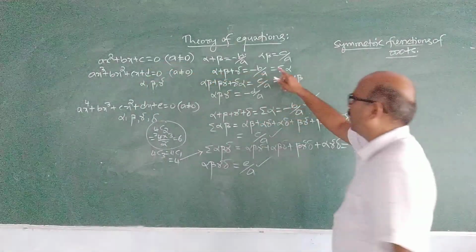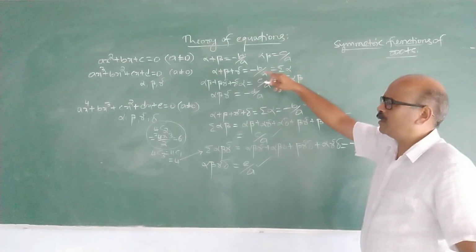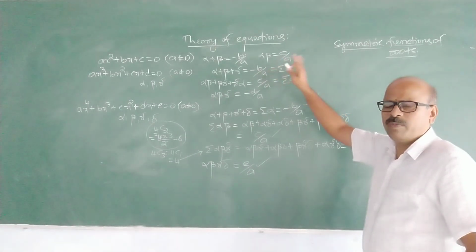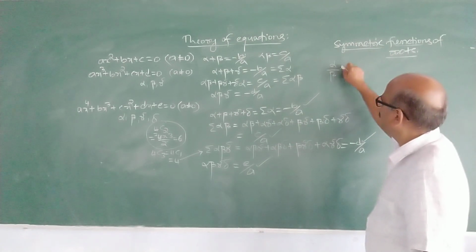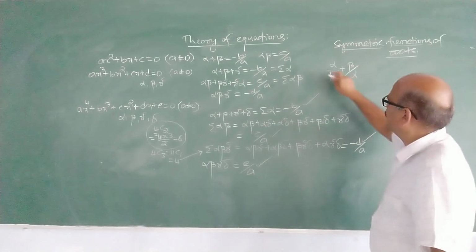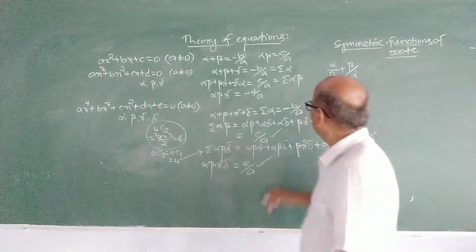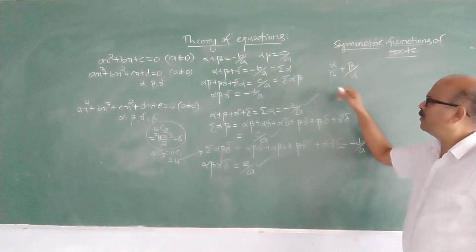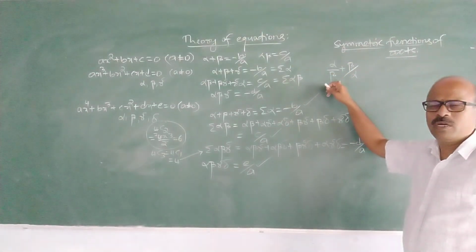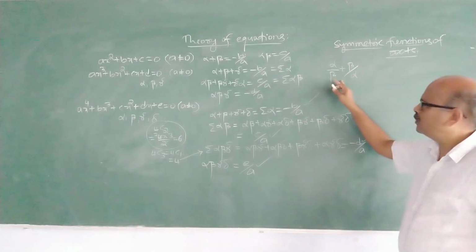Suppose a biquadratic equation is there, how many roots are there? For a quadratic equation, how many roots are there? Two roots. Suppose alpha, beta are the roots. Then see this expression, alpha by beta plus beta by alpha. It is called a symmetric function of roots, because if you change alpha, beta in cyclic order, the expression doesn't change. This is called the symmetric rule.